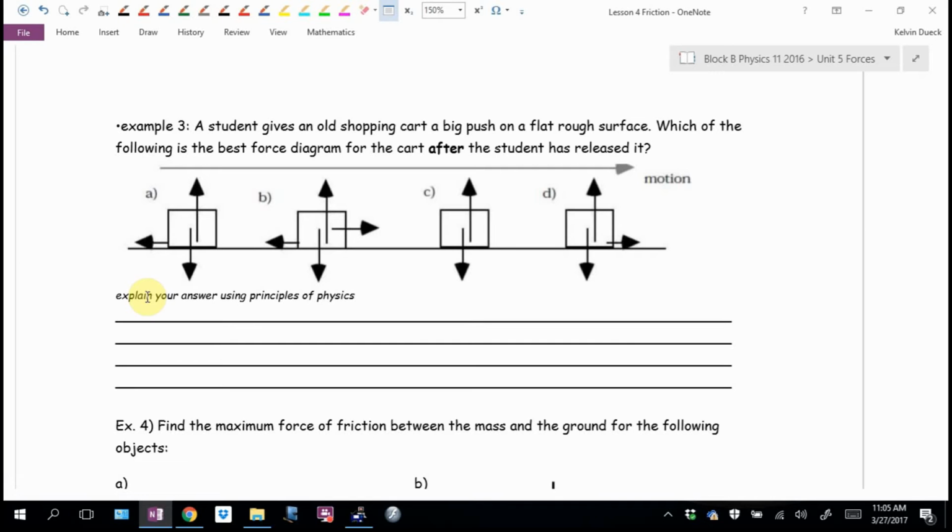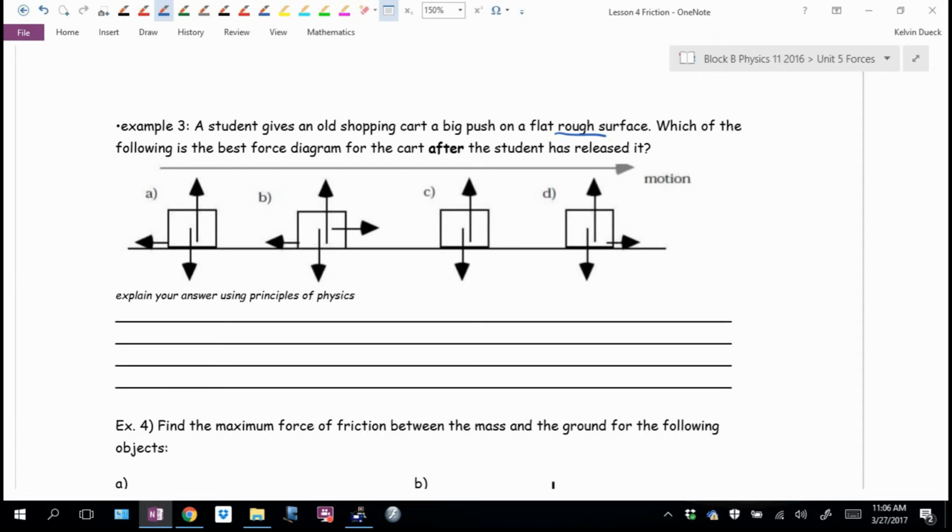A student gives an old shopping cart a big push on a flat, rough surface. When I say rough, what I'm really trying to say to you is, I think there's going to be friction involved here. Which of the following is the best force diagram for the cart after the student has released it? You know what? Once again, we get to vote. Once again, how you hold your hand up is how sure you are of the answer. Which of the following is the best free body diagram?